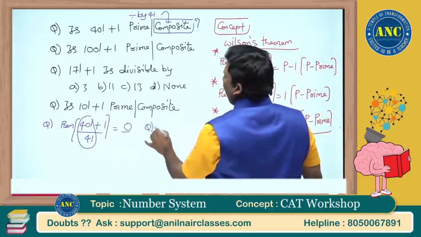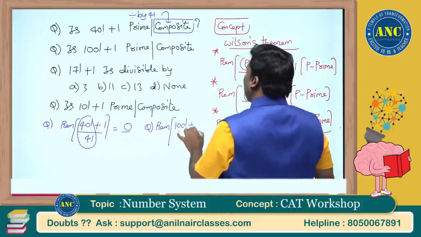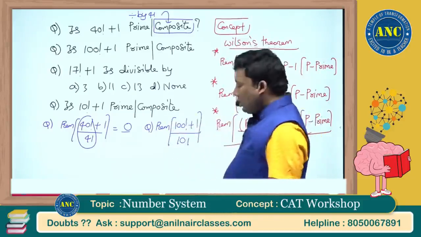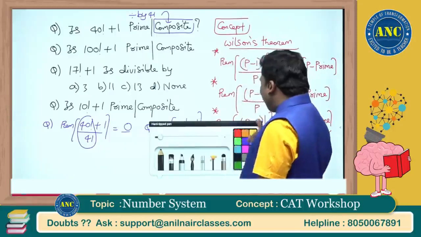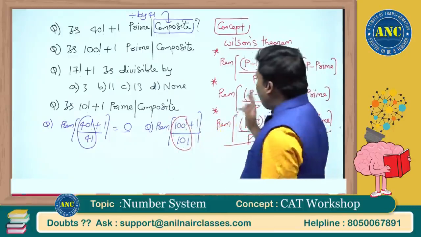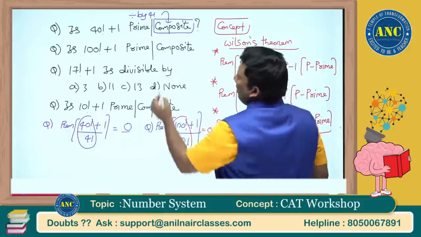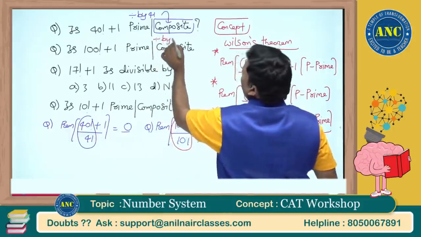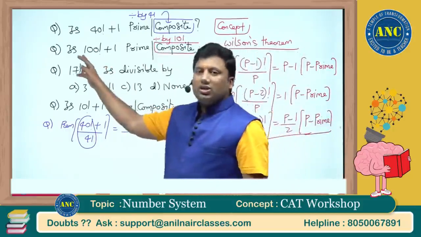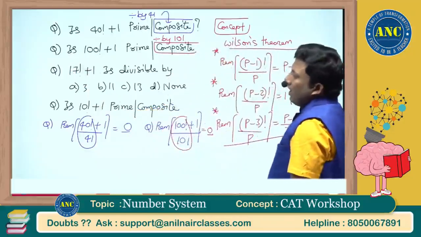Second question, 100 factorial plus 1. 100 factorial is the product of all natural numbers from 1 to 100. So the numerator is not divisible by any natural number from 1 to 100. (p minus 1) factorial plus 1 is divisible by p. 100 plus 1 is 101, and 101 is prime. The second one is divisible by 101, so the answer is composite. Utkarsh is my CAT enrolled student. He has kept this message in the Telegram CAT enrolled batch.